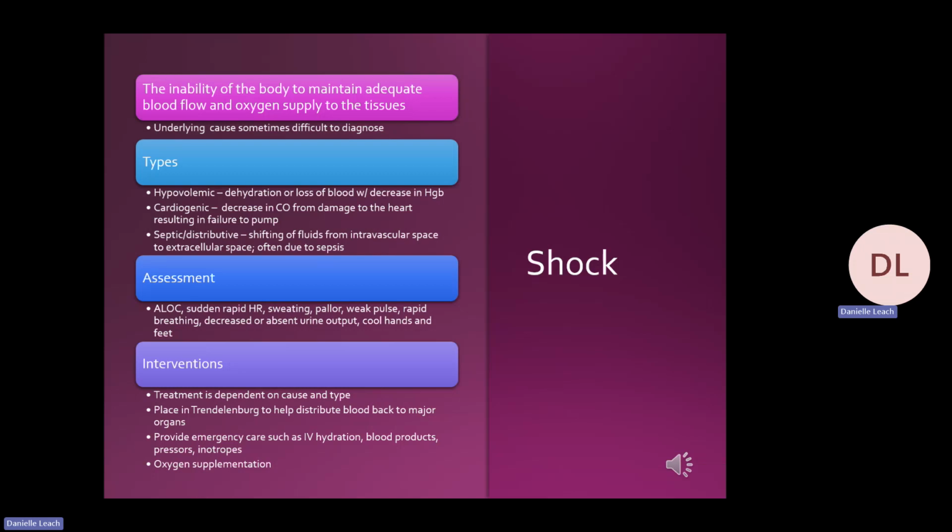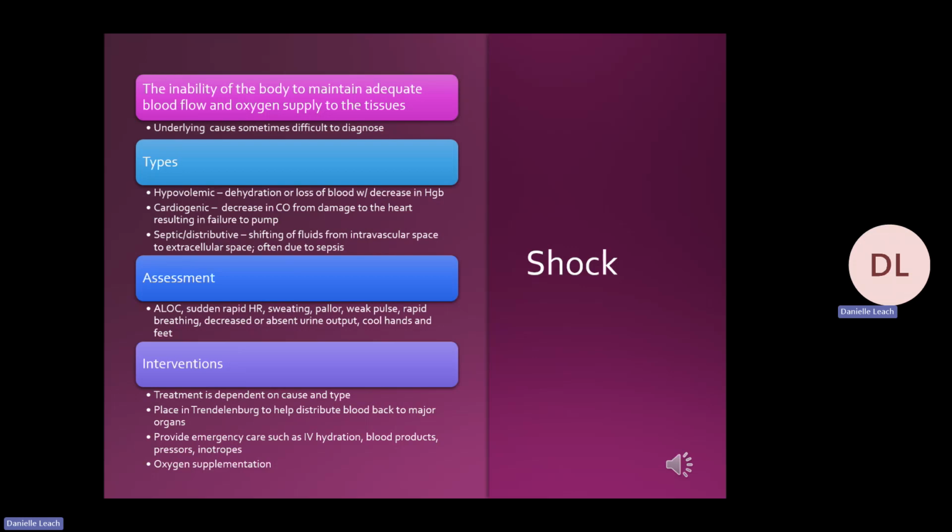So the last thing we're going to talk about is shock. So shock is the inability of the body to maintain adequate blood flow and oxygen supply to the tissues needed for metabolism. So shock is one of the leading causes of childhood morbidity and mortality in the world. Sometimes the underlying cause can be difficult to diagnose. Sometimes, though, it's fairly obvious. So we're going to talk about 3 different types. Yes, there are a couple other different types, but we're not going to talk about them for the cardiac lecture.